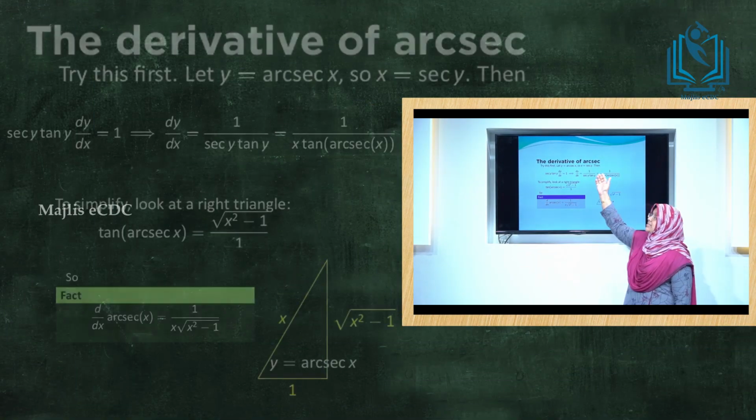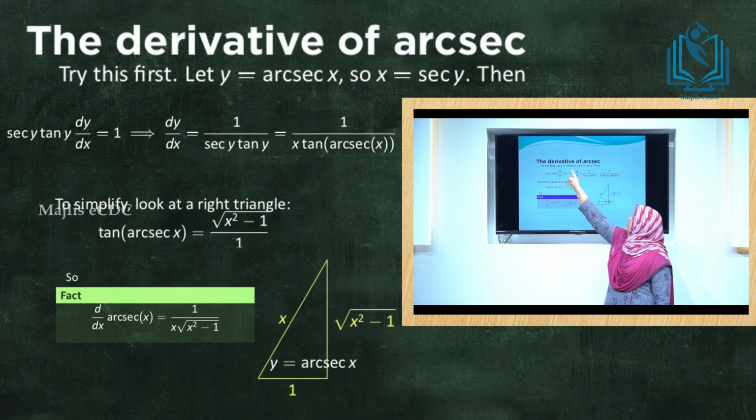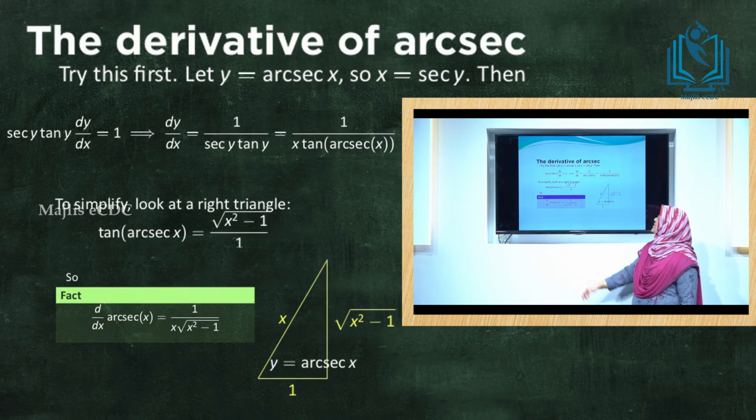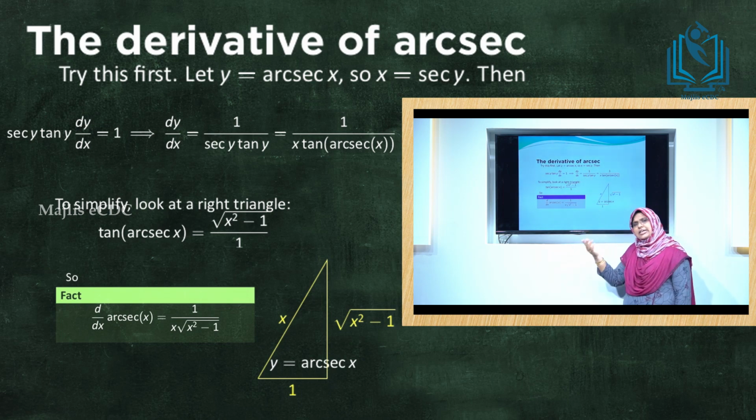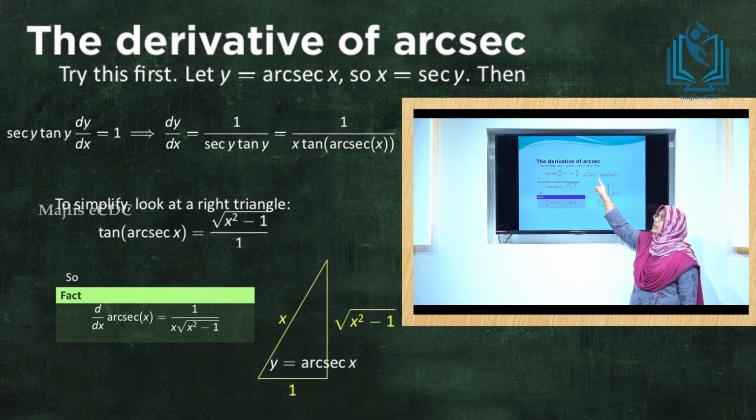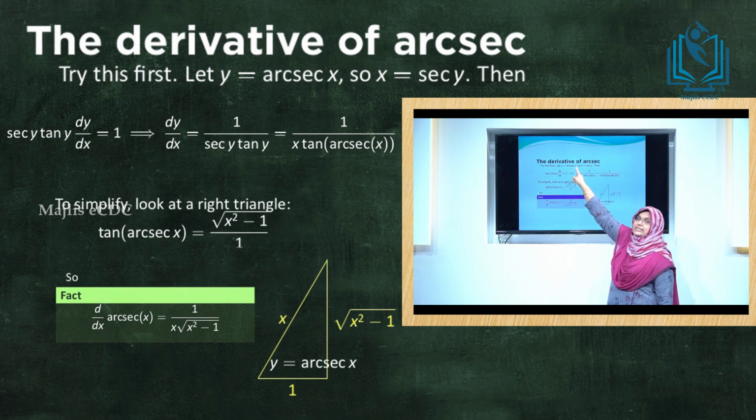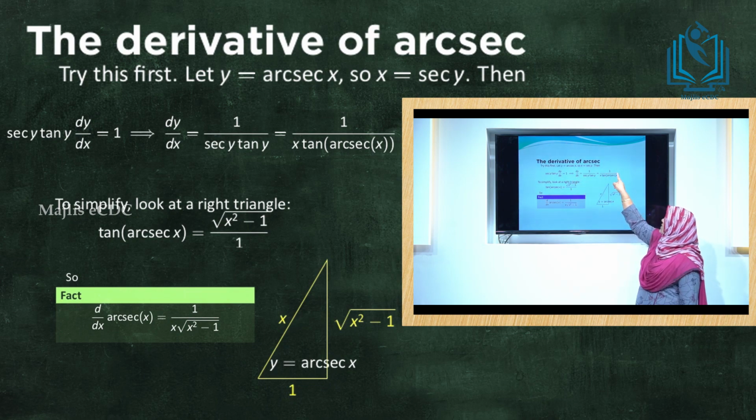Derivative of arcsec. First let y = arcsec x. Thus, x = sec y. Differentiating both sides, sec y tan y · dy/dx = 1, which implies dy/dx = 1/(sec y tan y). Here x = sec y. Thus 1/(x tan y), where y = arcsec x. That is dy/dx = 1/(x tan(arcsec x)).